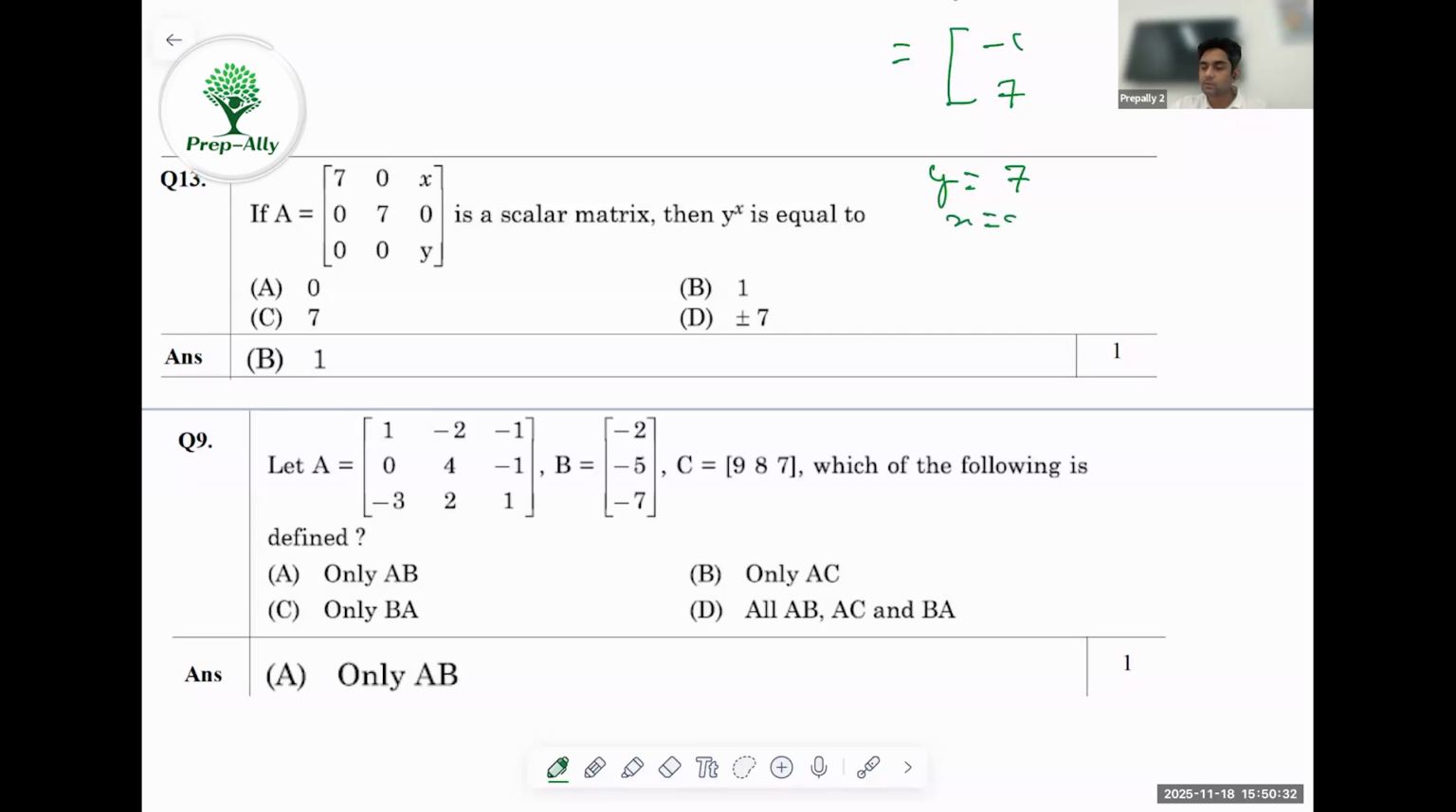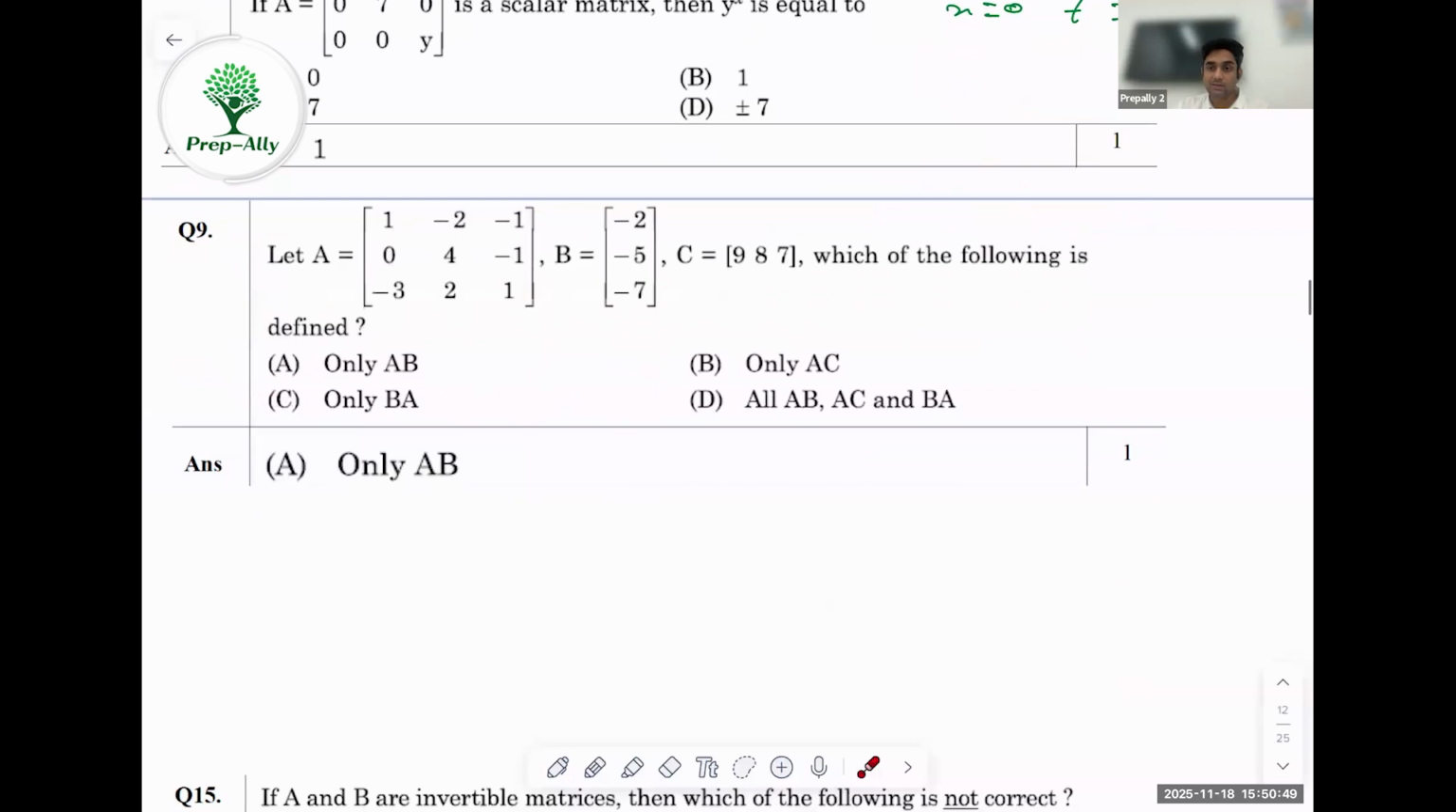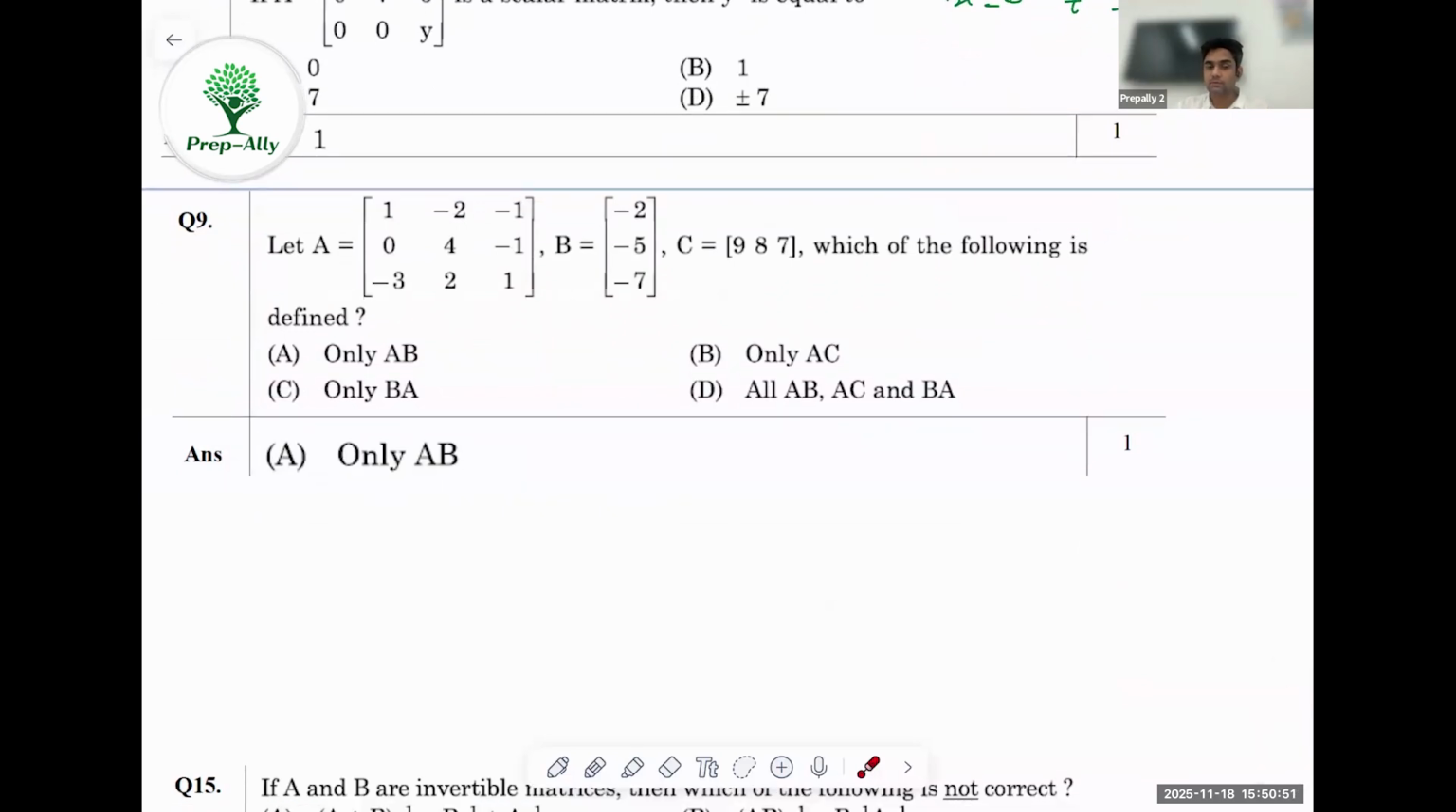So x should be 0. So 7 power 0 should be 1. So this will be the answer. You need not write this because it's of no importance. Even if you know, it's not like you have to show off to the examiner. Do not write, it's not required. Maybe you can have a separate rough area where you can write it, basically for your reference.